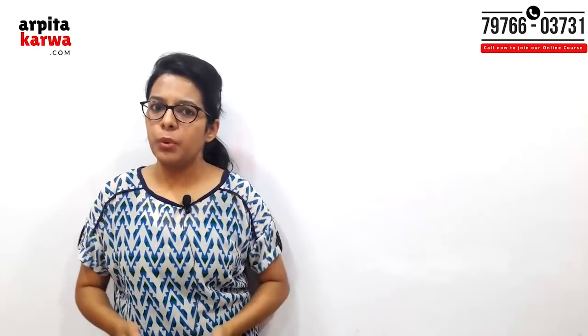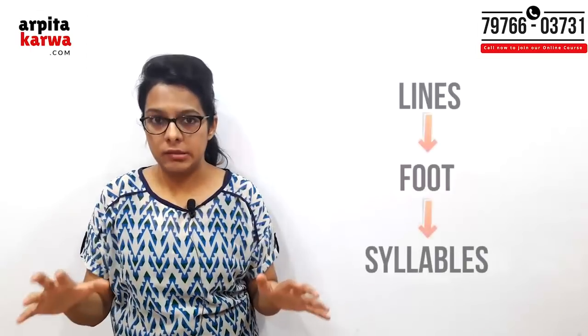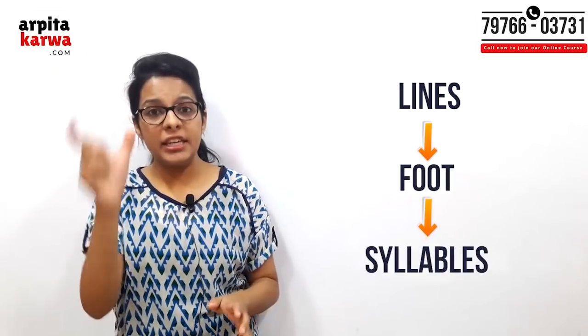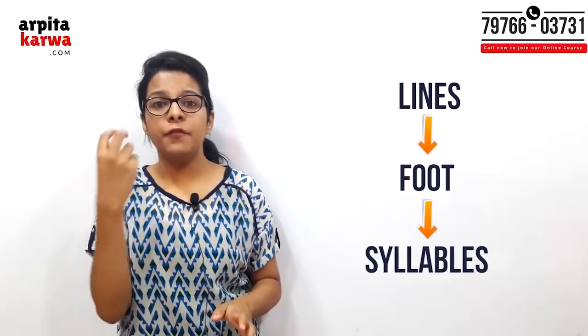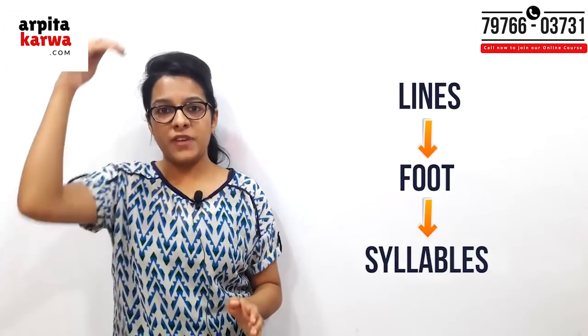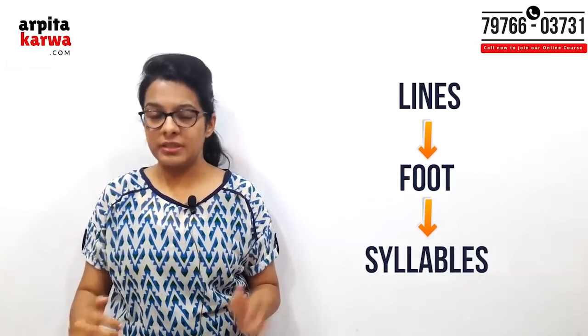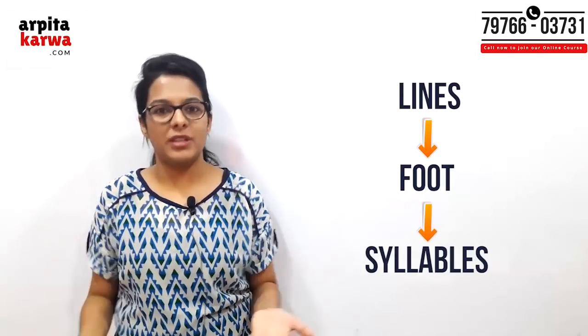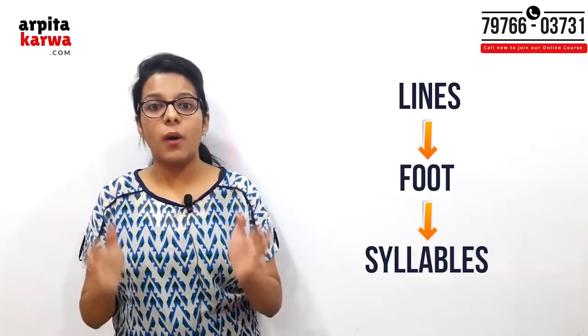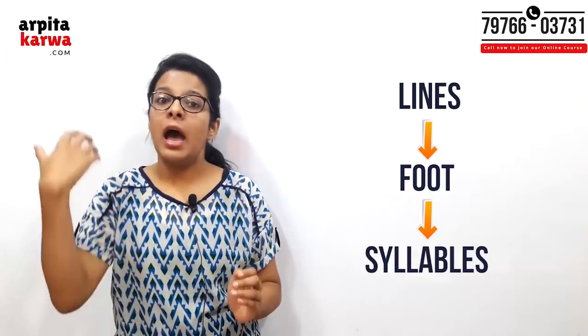So if you see any poem, the poem has lines. Okay, so we have lines. Each line has foot, and foot are made up of syllables. So we have lines, which is made up of foot. Foot is made up of syllables. Now lines we all know, so I don't need to explain that. But in this video, I'll be talking about syllables and foot.